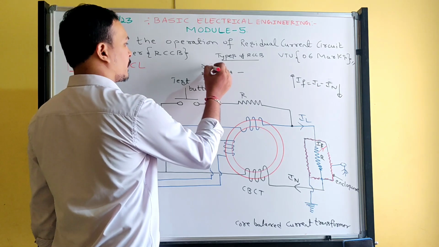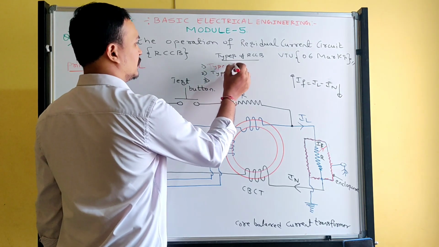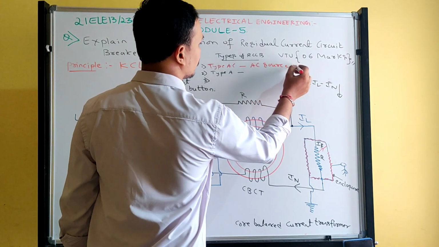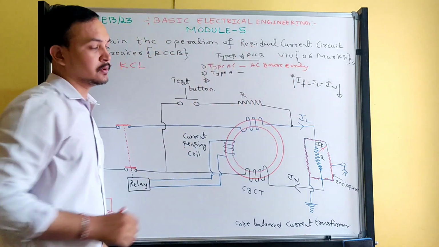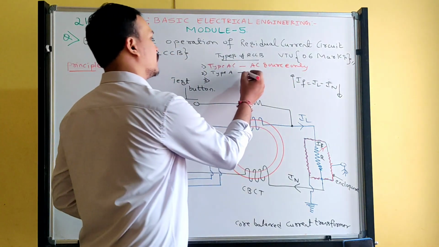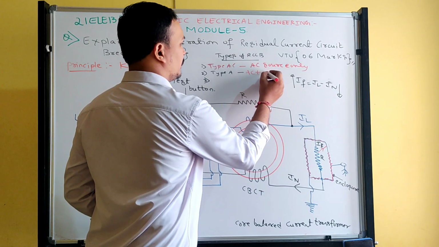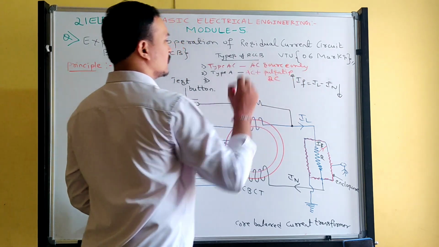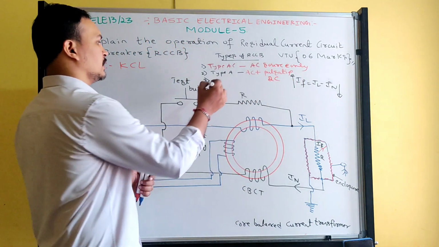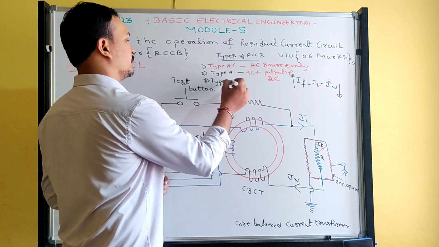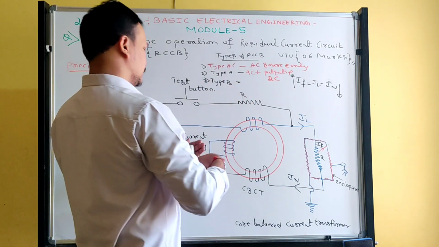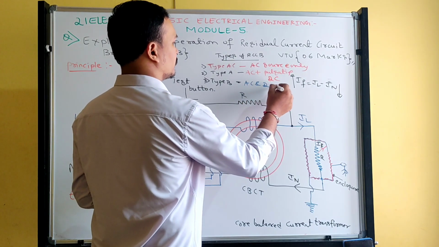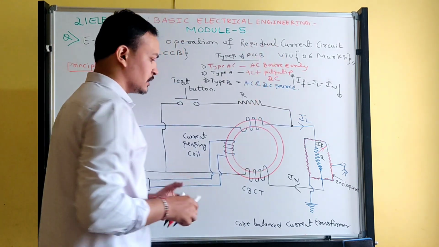So the first one is type AC. Type AC means it can be used only for AC source. Next, type A, we can use for AC plus pulsating DC. Some sources have pulsating DC. And another one is type B circuit breaker. In type B, it is used for AC as well as DC source.